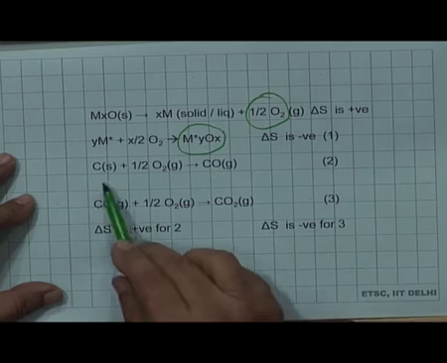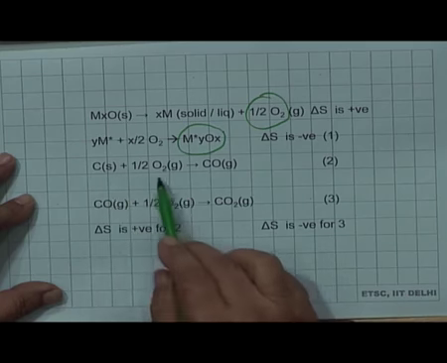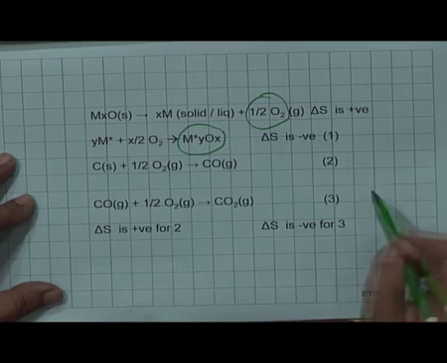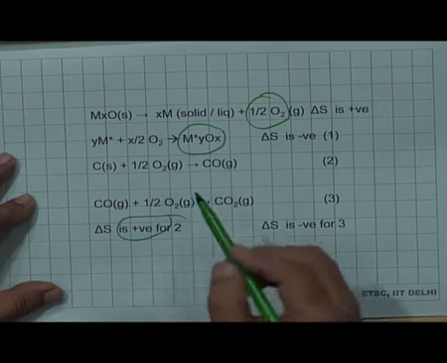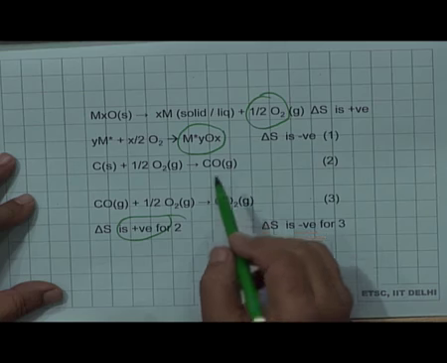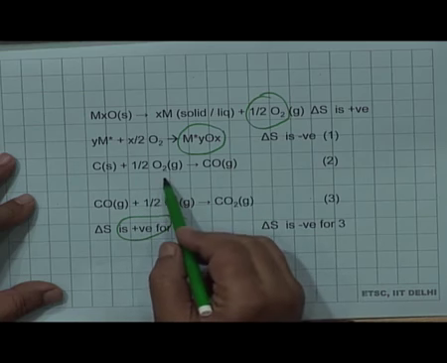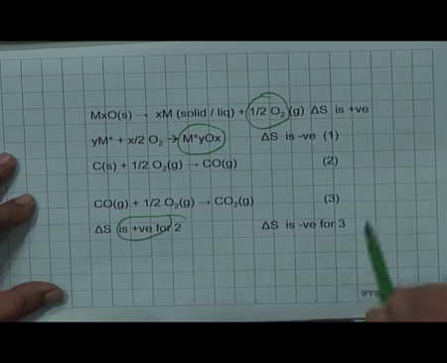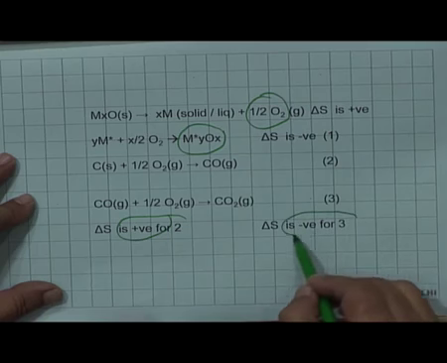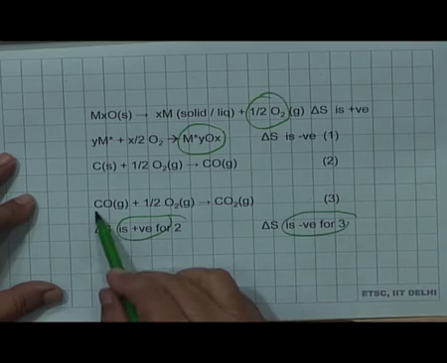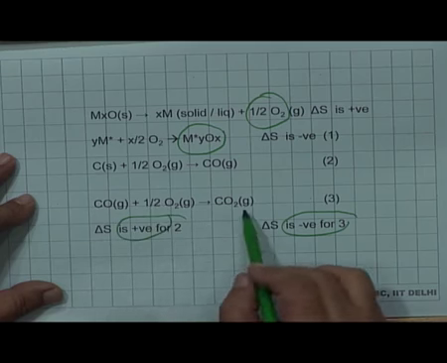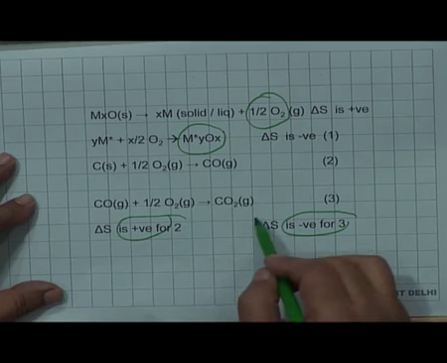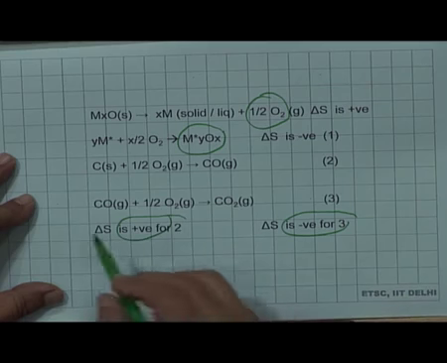Now, if you take a real example, carbon converted into carbon monoxide, for this delta S is positive, because here 1 mole of carbon monoxide is produced from half a mole of oxygen. So, randomness is increasing. For the second, delta S is negative. Why is it negative? Because you have 1.5 moles of gas which is converted into 1 mole. So, randomness is decreasing.